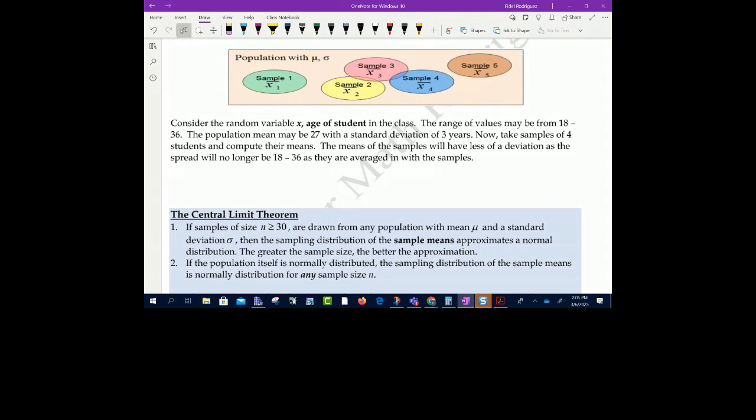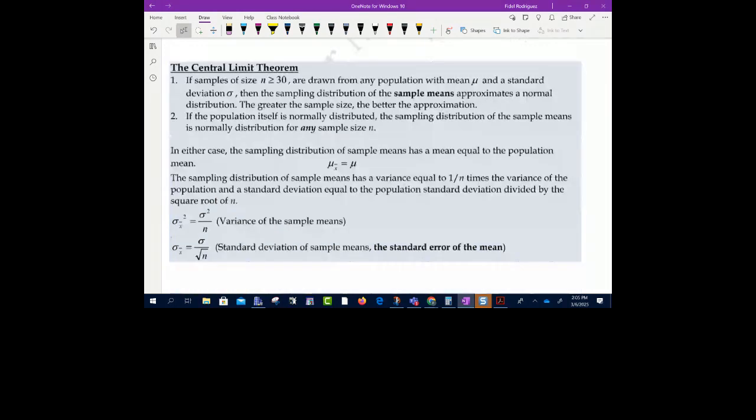Okay, so y'all, there's something called the central limit theorem, and it says if samples of size 30 or bigger are drawn from any population with a mean of mu and a standard deviation of sigma, then the sampling distribution of the sample means approximates a normal distribution, and the bigger the sample size, the better the approximation. If the population itself is normally distributed, then the sampling distribution of the sample means is normally distributed for any size sample n. It says in either case, the sampling distribution of sample means has a mean equal to the population mean. Okay, so what are they telling me?